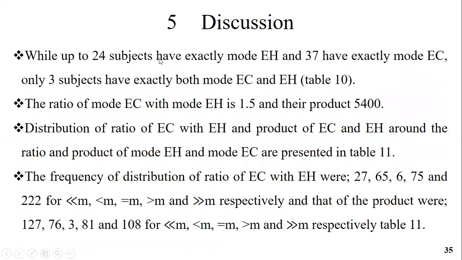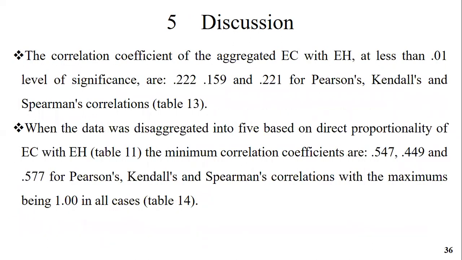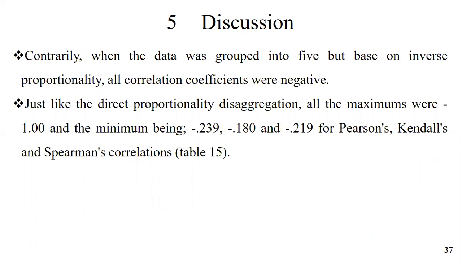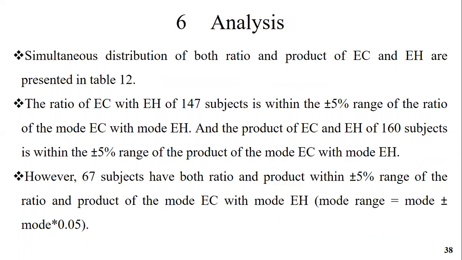While 24 subjects have exactly mod AH and 37 have exactly mod AC, only 3 subjects have both mod AC and AH. Simultaneous distribution of both ratio and product of EC and AH are presented in table 12. The ratio of EC and AH of 1.7 subjects is in the ±5% range, and the product of EC and AH of 160 subjects is within the ±5% range of the product of the mod AC and mod AH.